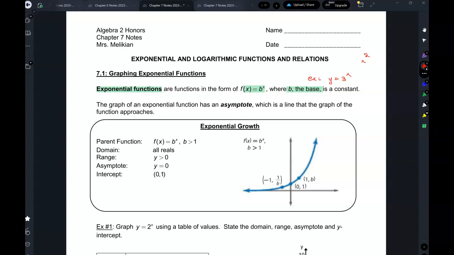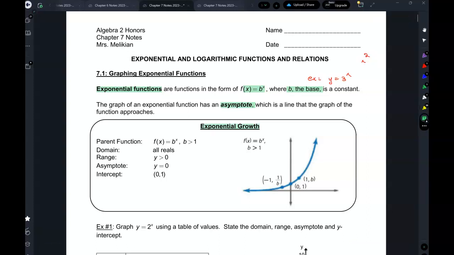So first off, we're going to talk about what the graph of these things look like. The graph of an exponential function has an asymptote. An asymptote is an imaginary line that the graph comes really, really close to but never touches. So let's first start by talking about exponential growth.